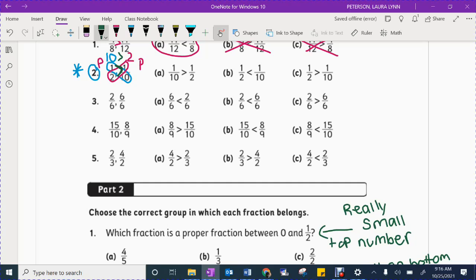Part A, alligator's eating 1/10. That doesn't work. Part B, the alligator is still eating 1/10. That still doesn't work. But part C, the alligator's eating 1/2. That's our answer.